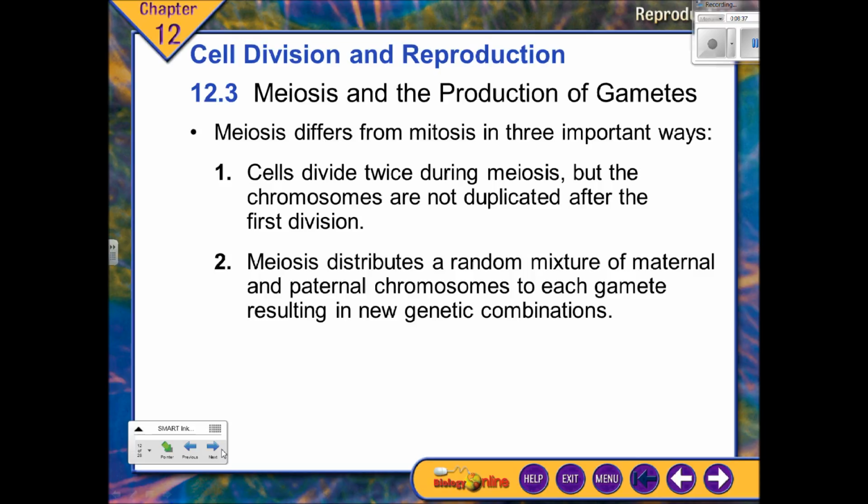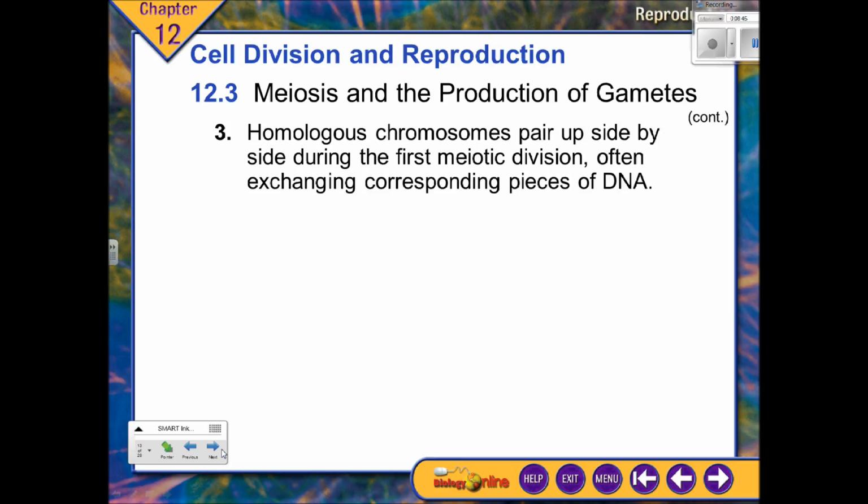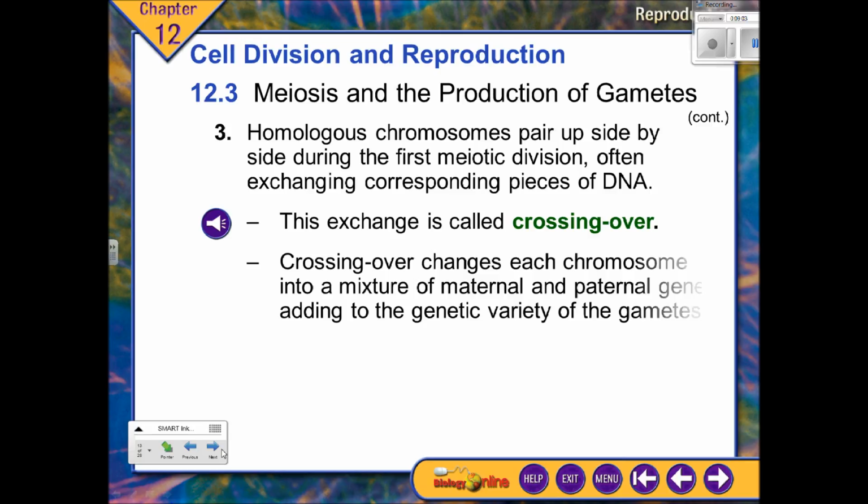So you really didn't get just mom's. You got a mixture of mom's and dad's. But still there's that randomness of what you ended up with. The third thing is the homologs pair up side by side during that first division, like I just mentioned, and they actually exchange pieces of the DNA, making them a mixture, and that's called crossing over.